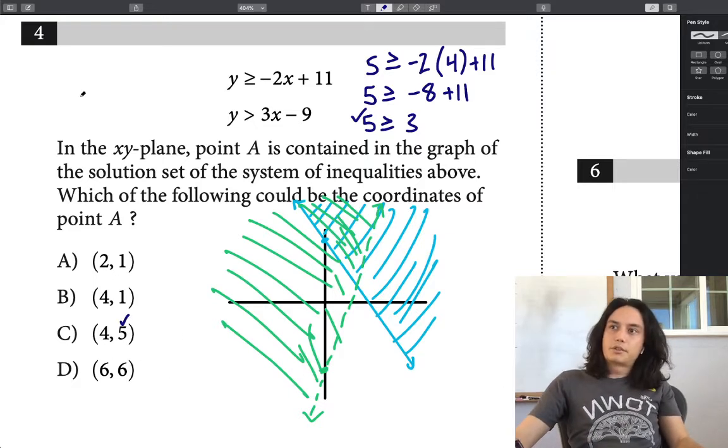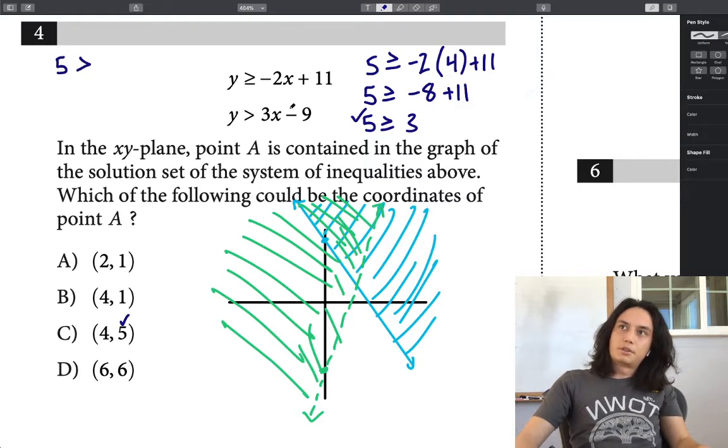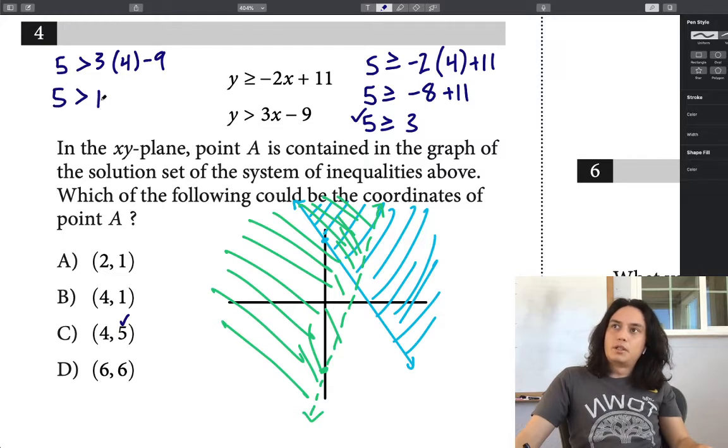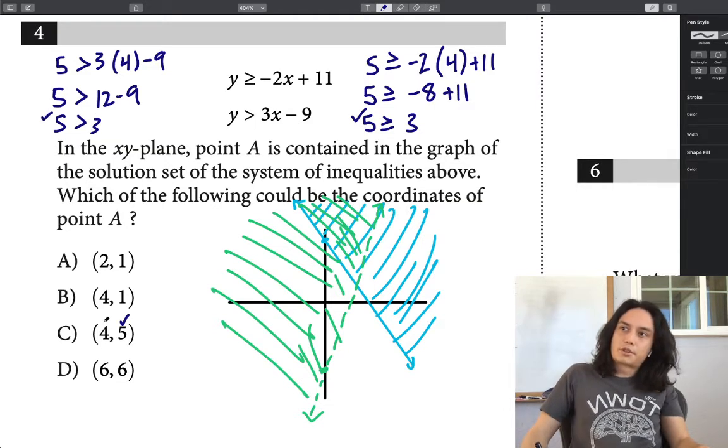And then I'll do this one on the other side. We're going to ask, is 5 greater than 3 times 4 minus 9? Just asking, is this true? Well, 3 times 4 is 12. 12 minus 9 is 3, right? So is 5 greater than 3? That's true too. This works.